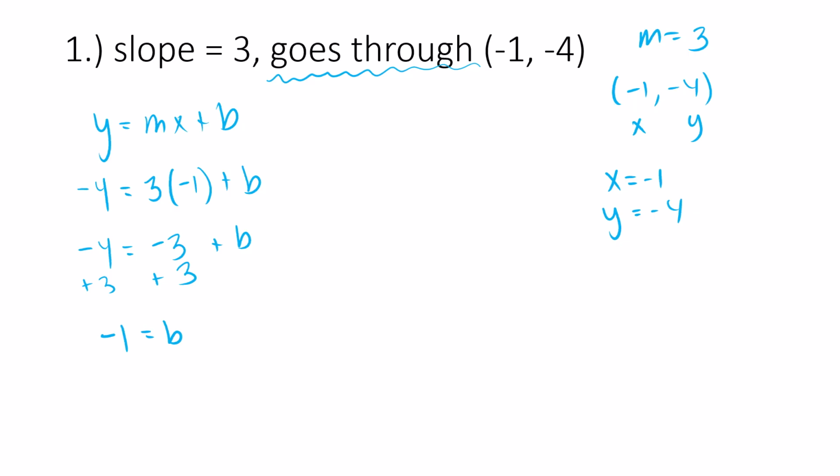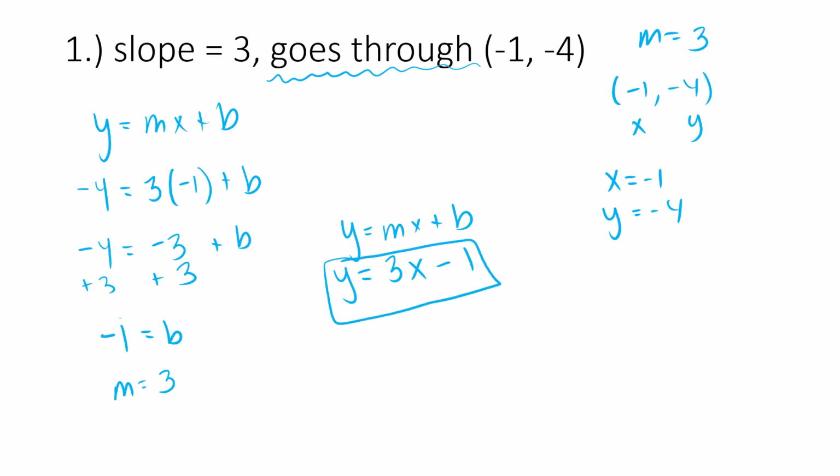So now I have a value for b and I have a value for m, which means that I have everything I need to be able to write the equation. So we're giving back that -1 and that -4. We do not keep them in there. And this will be y equals 3x minus 1. You could also write 3x plus -1 if that helps to remember that subtraction is really adding the -1 there.